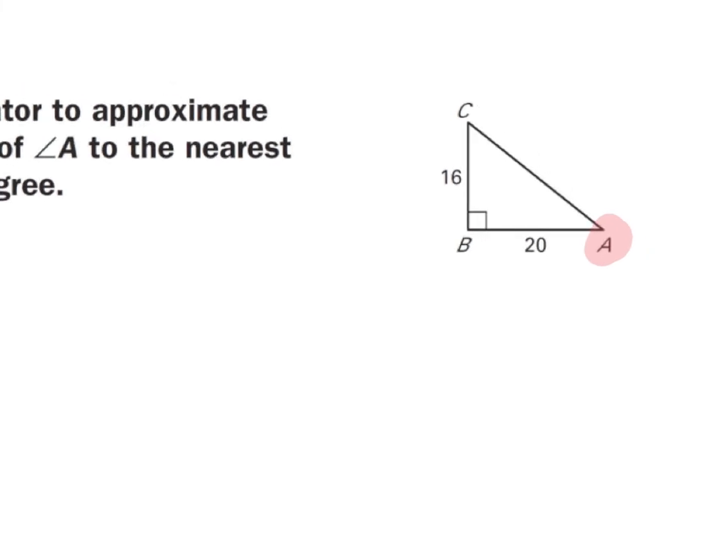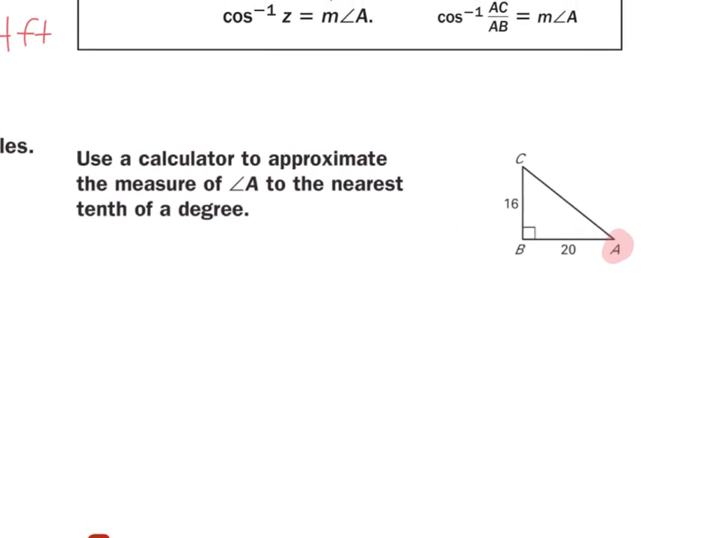Okay, so now let's look at the sides they give us. They give us 16, which is the opposite side, and then they give us 20, which is the adjacent side. So opposite and adjacent would give us tangent. So how we set this up is you write the tangent of angle A, we don't know how many degrees it is yet, equals the opposite side goes on top, 16 over the adjacent side, 20.